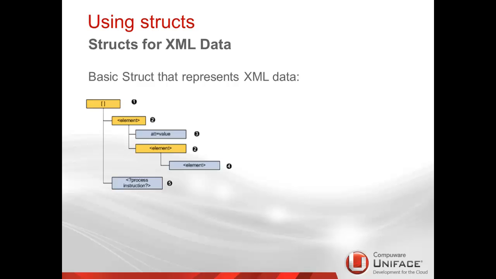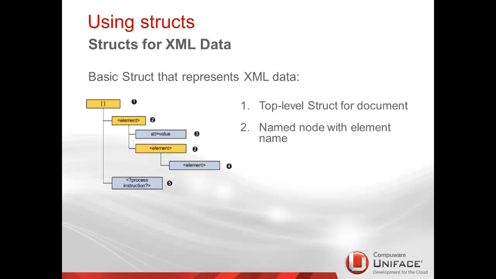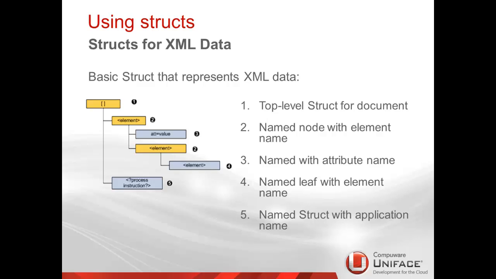Here you can see a basic struct that represents XML data, and it has the following structure. 1. A top-level struct for the document can optionally have attributes for the XML declaration. 2. Named struct node with element name. 3. Named struct with attribute name. Attribute structs must precede any child elements. 4. Named struct leaf with element name. 5. Named struct with application name.